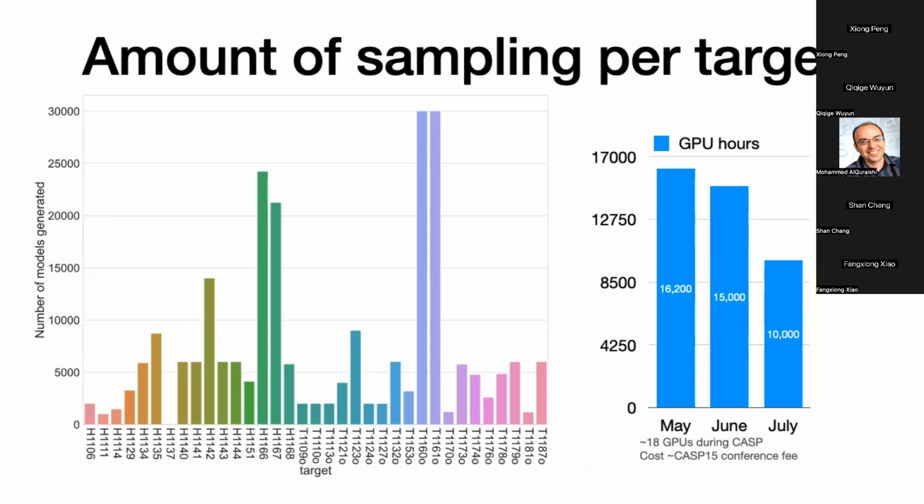In terms of CPU hours, I checked the amount of hours I used on the cluster, and it's sort of equivalent of 8 GPUs during the CASP. So it's sort of the equivalent cost of going to this conference without the flight. Not that it's expensive.